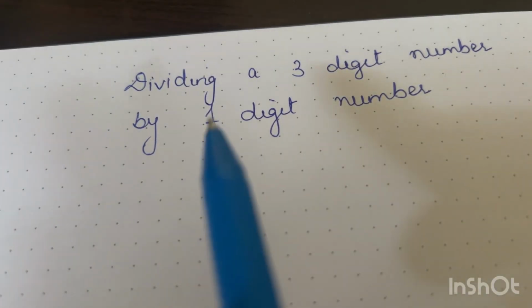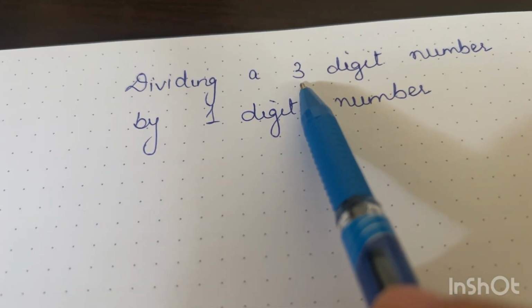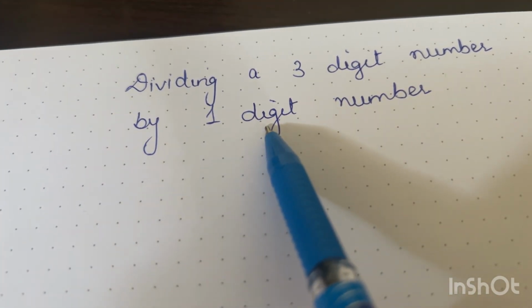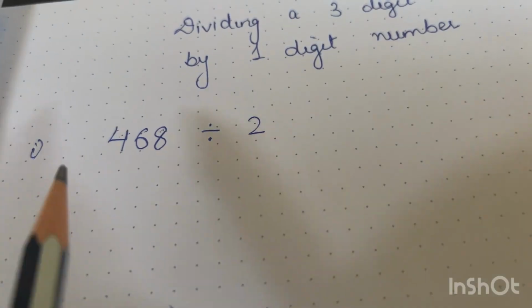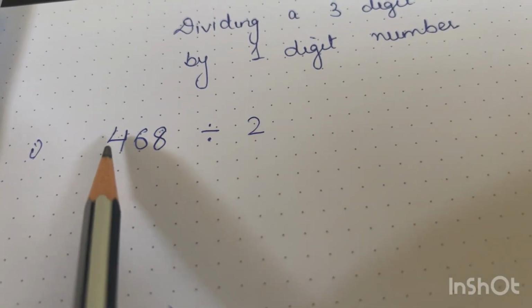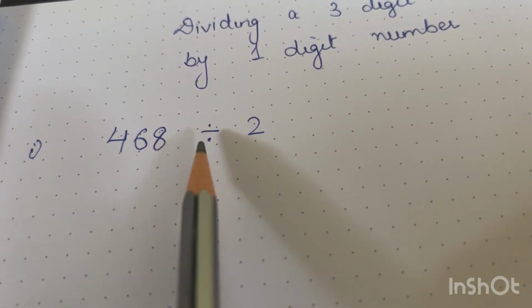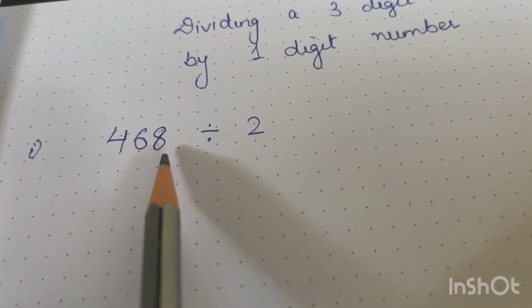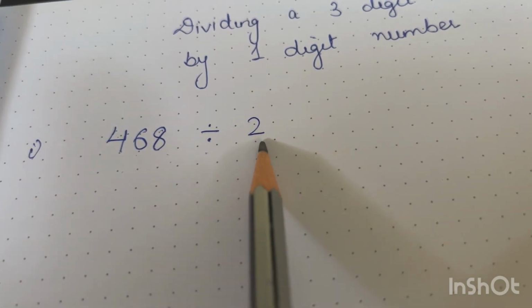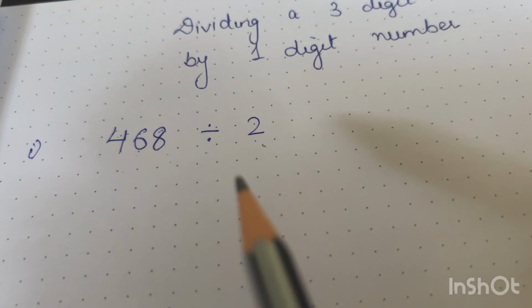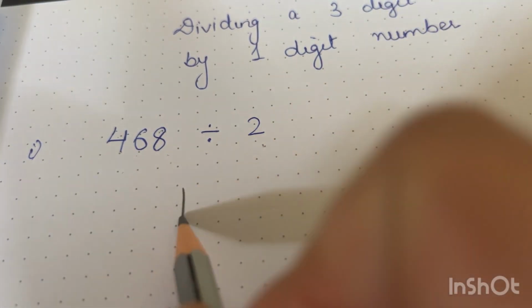Today's topic is dividing a 3-digit number by a 1-digit number. So let's start. Here I have taken a division sum: 468 divided by 2. This is a 3-digit number and we are going to divide it by a single digit number. So let's start.